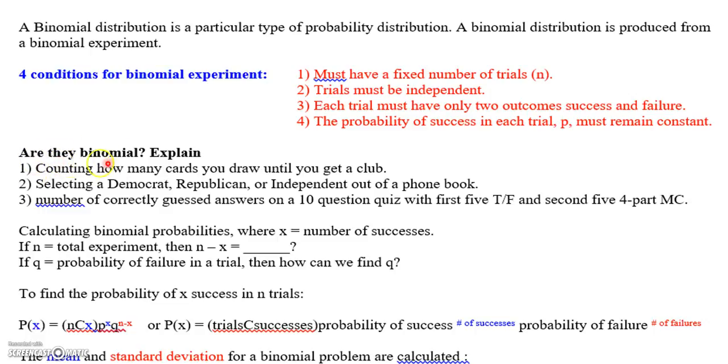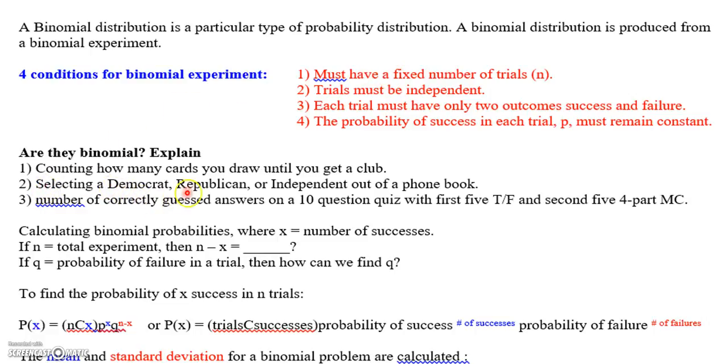So let's look down here. Are they binomial? Counting how many cards you draw until you get a club. Well, if you're counting until you get a club, there's not a fixed number of trials. So this is not binomial because there's not a fixed number of trials.